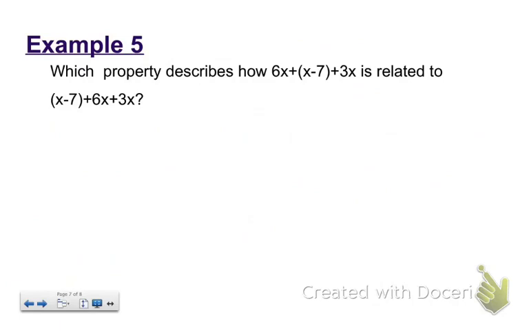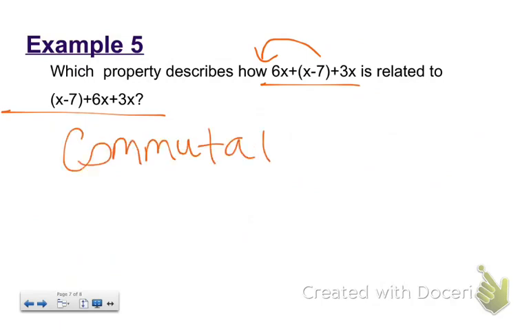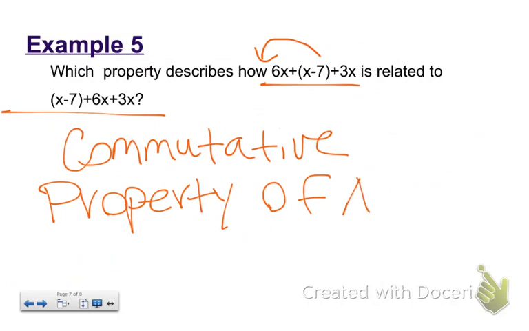Okay, which property describes how this expression is related to this expression? It looks like a lot, but if you take a second to look, you'll notice that what's changed is the order. So in the first one, you have 6x plus x minus 7 plus 3x. And then all of a sudden, x minus 7 gets moved to the front, and you have x minus 7 plus 6x plus 3x. So because order is changing, that's the commutative property of addition. And remember, we have the commutative property of addition, and we also have the commutative property of multiplication.